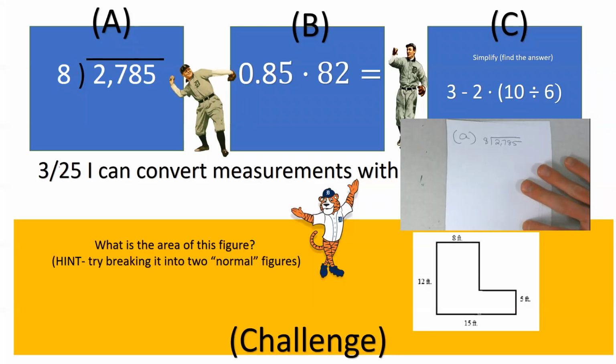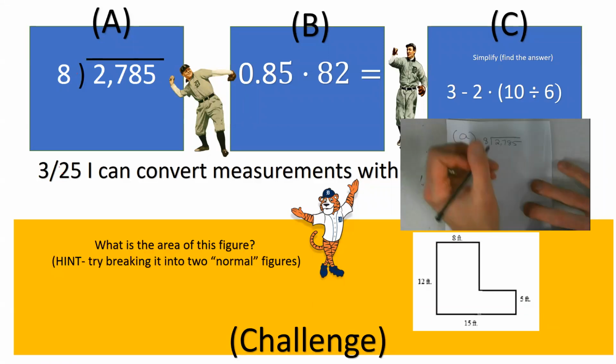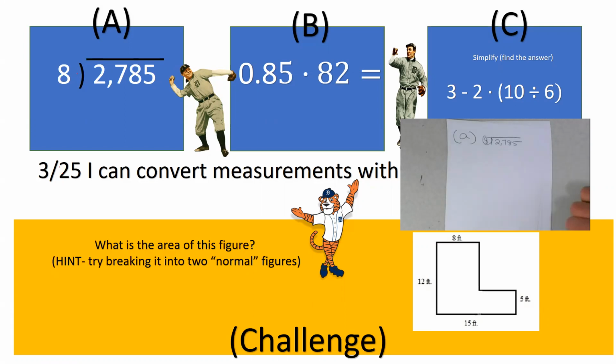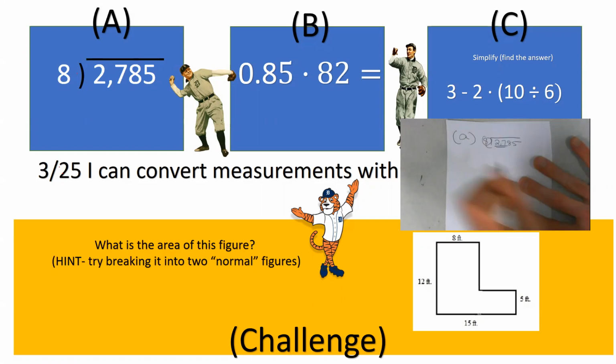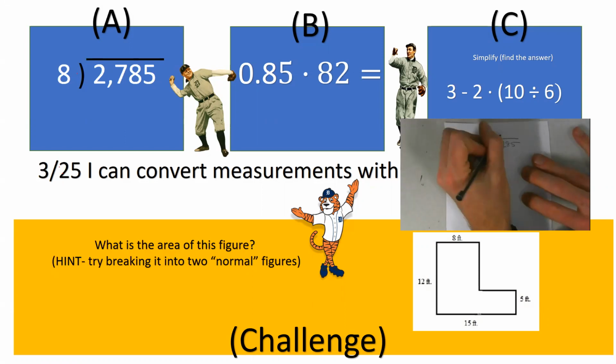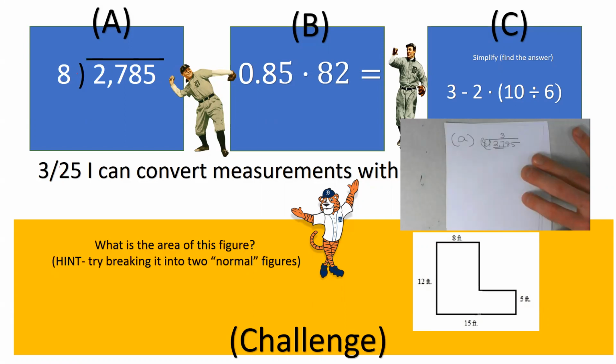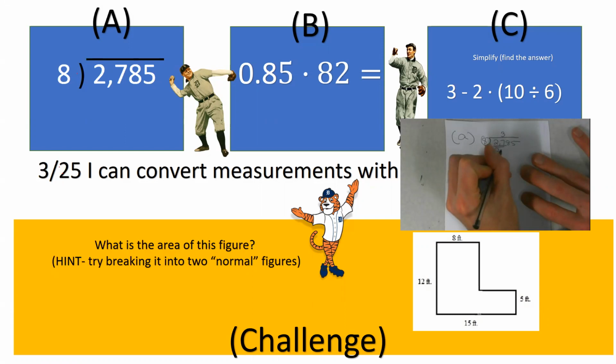And we are taking groups of 8. So the question is, how many 8s are in 2,785? Well, you take 8. You can't go into 2, but you can go into 27. But how many times? Well, 8 times 3 is 24. 8, 16, 24, and then 4 groups of 8 would be too many. So after you take away your 3 groups, what's left over? Well, after you take away 3 groups of 8, there's 3 left over. Bring down the 8.